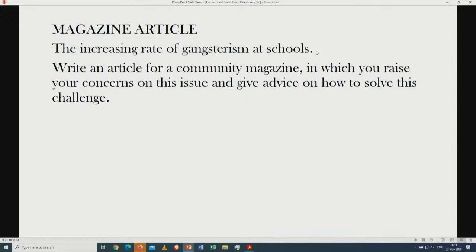Increasing rate of gangsterism at schools. Write an article for a community magazine in which you raise your concerns on this issue and give advice on how to solve this problem. I don't like to use the word challenge in place of a problem. A problem is a problem. A challenge is something that you issue to another school to play soccer. But anyway, this one I do recommend because results on this sort of thing are always very good.